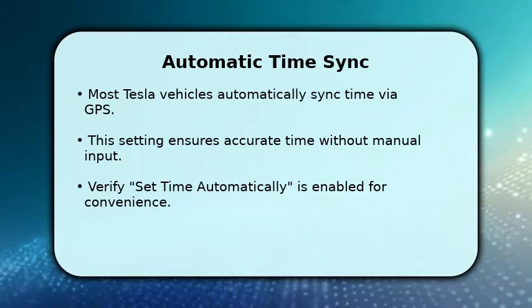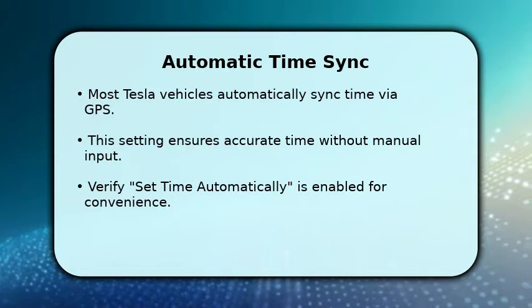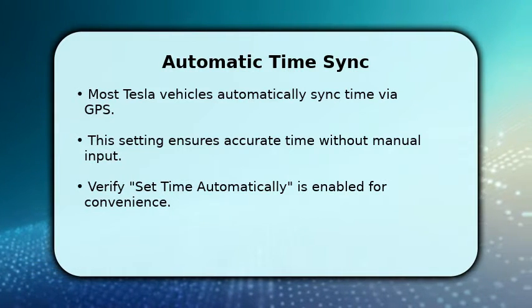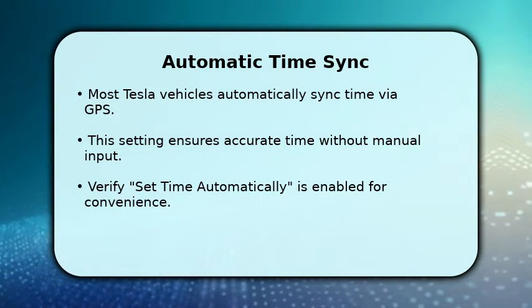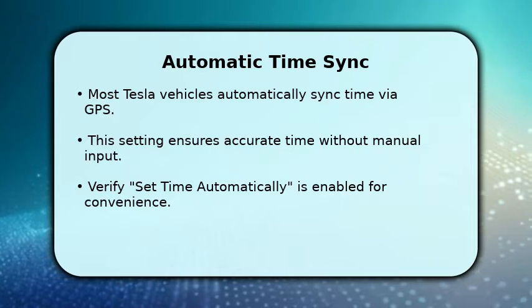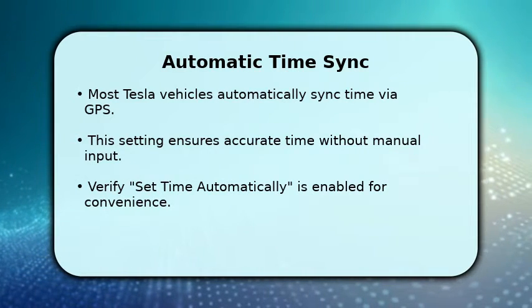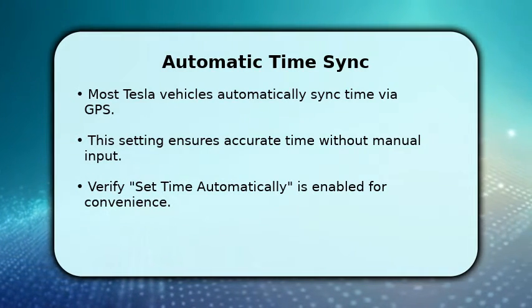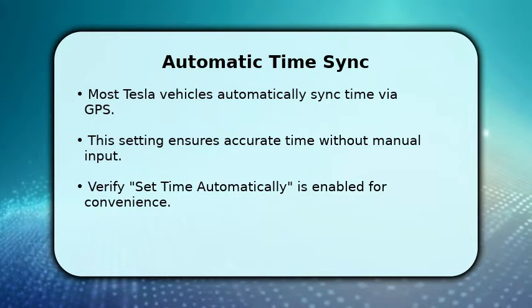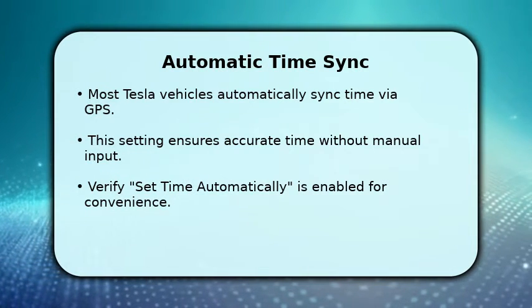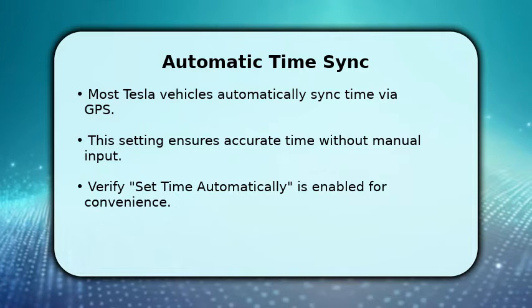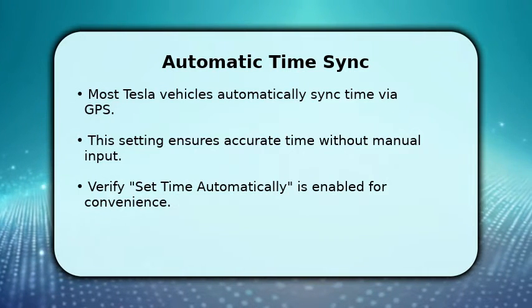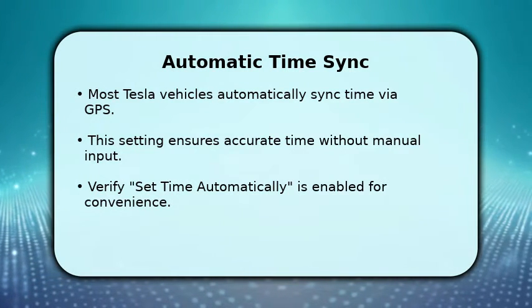Your Tesla is designed to be smart, and that includes its clock. Most Model Y vehicles automatically synchronize their time using GPS signals. This means you usually don't have to worry about manual adjustments, as it keeps the time precise. Just make sure the Set Time Automatically option is toggled on within the display settings for seamless operation.